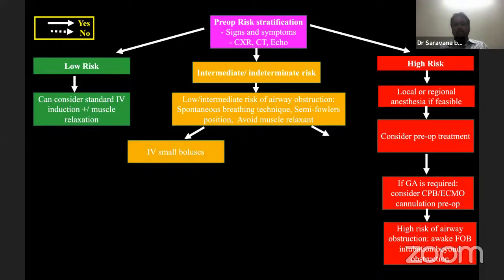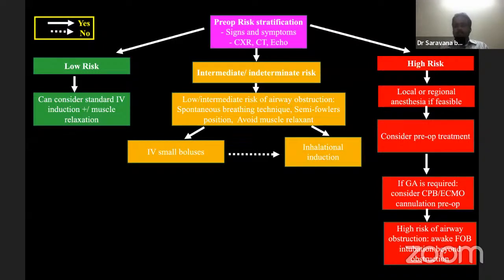Always induce these patients with small boluses of IV medications like propofol, etomidate, or if you want to use ketamine, you can use it. Small boluses you have to give. Otherwise, if you are comfortable with inhalational induction, you can use it very slowly. If you feel IV boluses are not adequate, then go for an inhalational induction. If with neither IV boluses nor inhalational induction you feel the airway is collapsing, or you're not happy, then immediately subject the patient to cardiopulmonary bypass or ECMO.